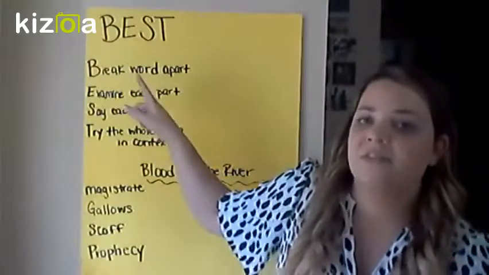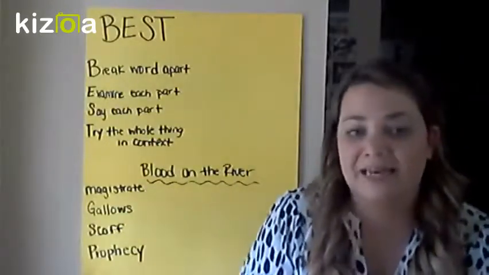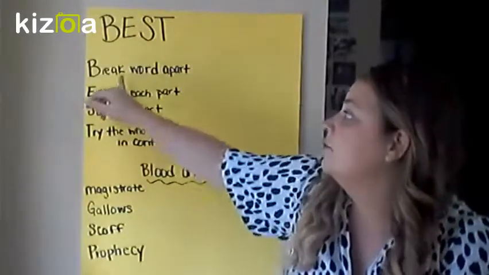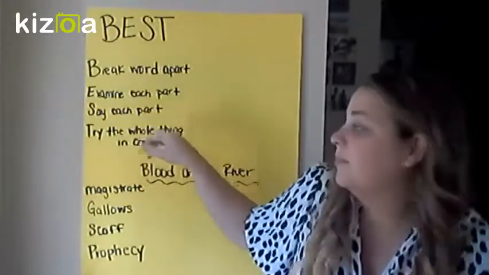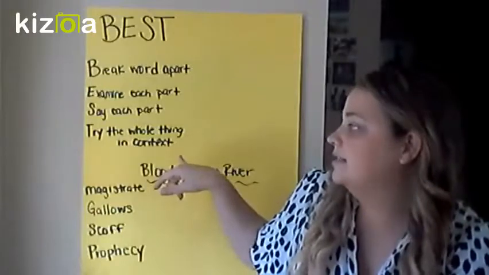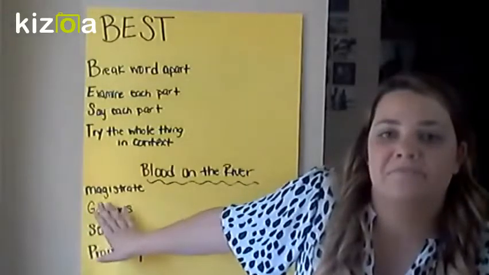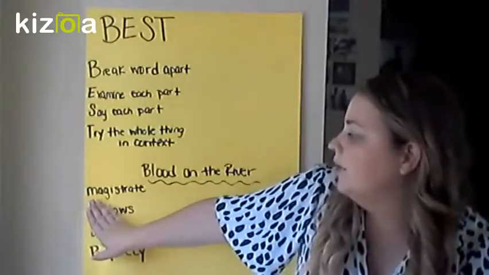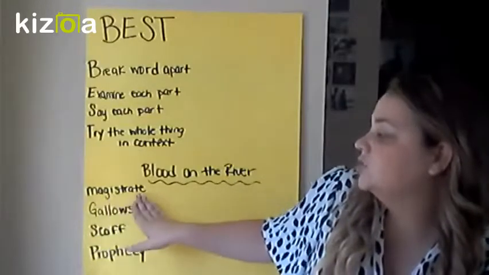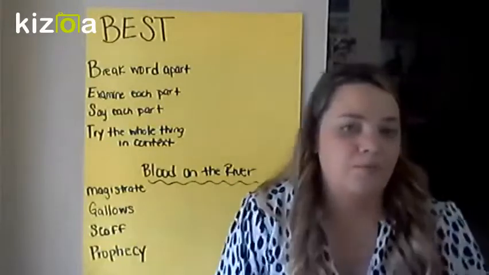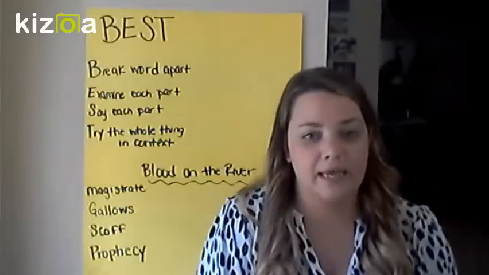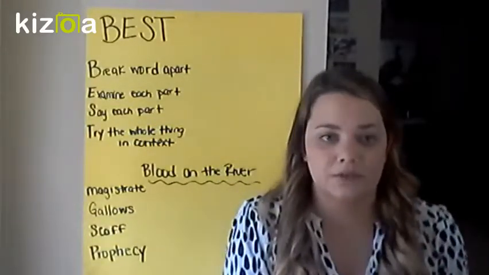So we're going to use the best strategy to find the meanings for these words. We're going to break the word apart, examine each part, say each part, and try the whole thing in context. So the first word was magistrate. If we break it apart, it would be magistrate. And so I'm going to read it how it was in the book, and we're going to see if we can find the meaning of the word by using context clues.